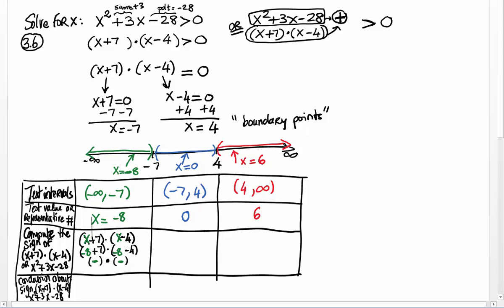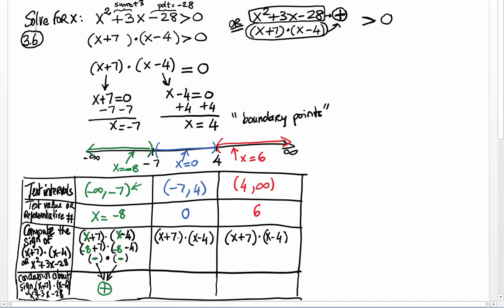So just so you know what we're doing next, in the next step over here, we will conclude that having a negative times a negative will give me a positive, and that's for the interval, that's the green interval. So the quantity x plus 7 times x minus 4, also called x squared plus 3x minus 28, is positive on that interval. So that's where we're going with this.